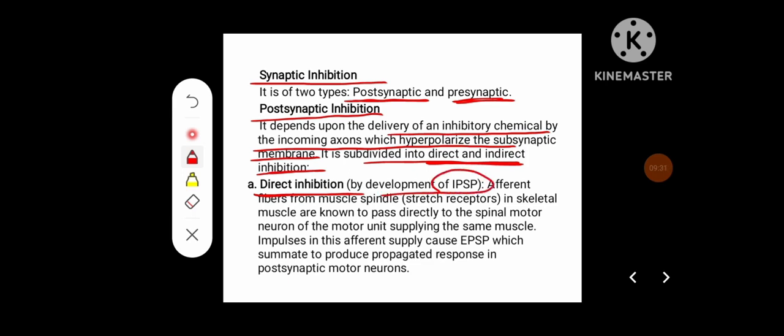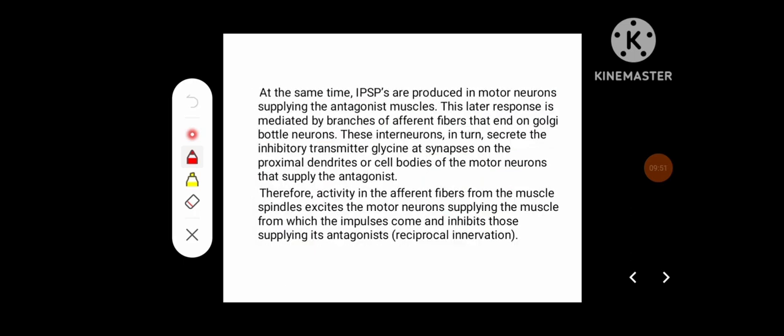For example, afferent fibers from the muscle spindle in skeletal muscles are known to pass directly to the spinal motor neuron of the motor unit supplying the same nerve in a stretch reflex. Impulses in this afferent supply cause EPSPs, which summate to produce a propagated response in the postsynaptic motor neuron. But at the same time, IPSPs are produced in the motor neurons supplying the antagonist muscles.